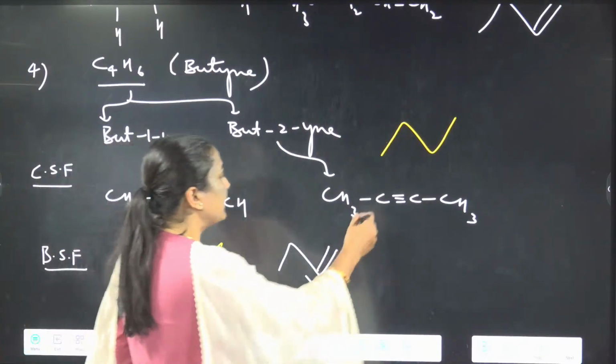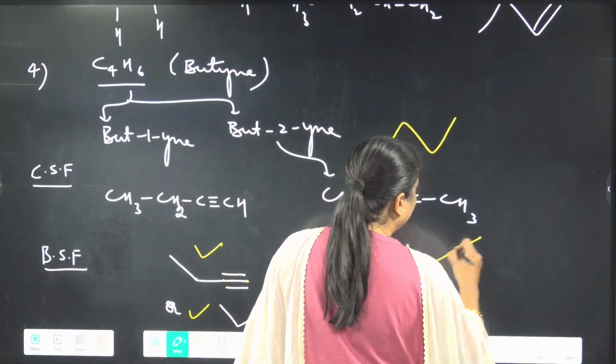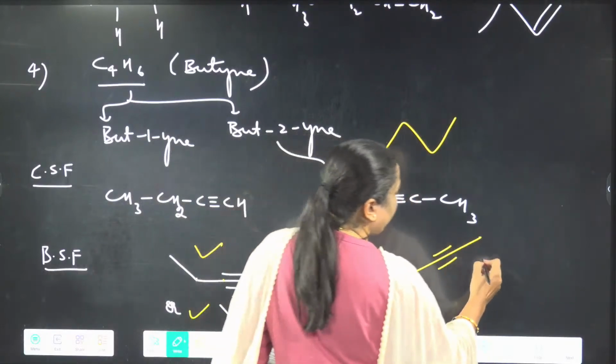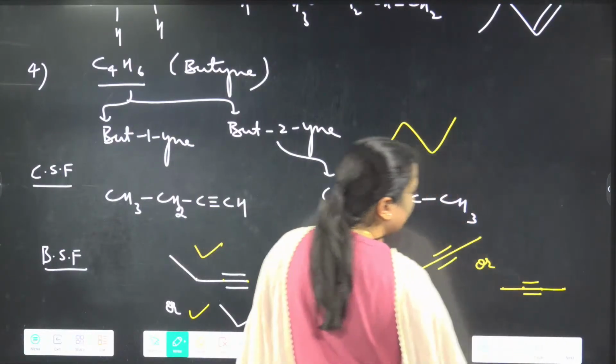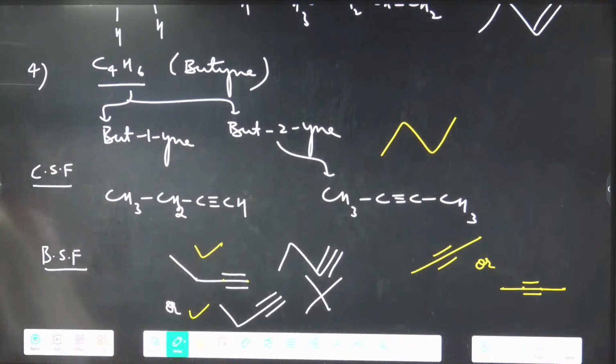Similarly here, either I can write it like this, or else I can make it a straight line like this. This is telling you 2 carbon atoms and these are 2 carbon atoms. That's what is but-2-yne. Is this clear to everyone?